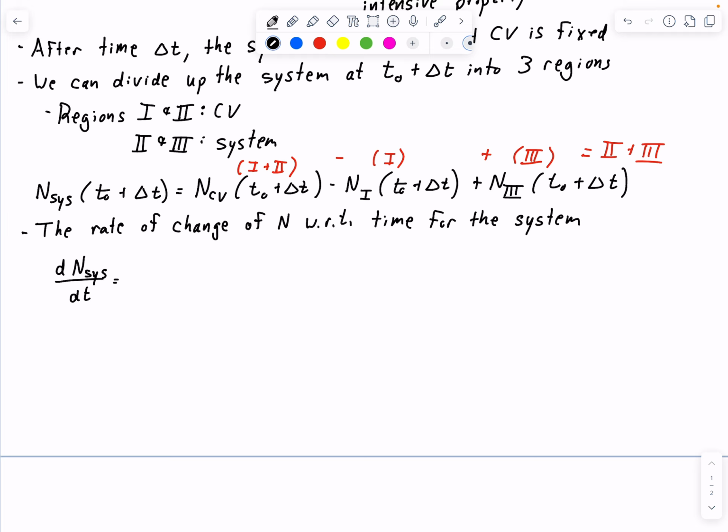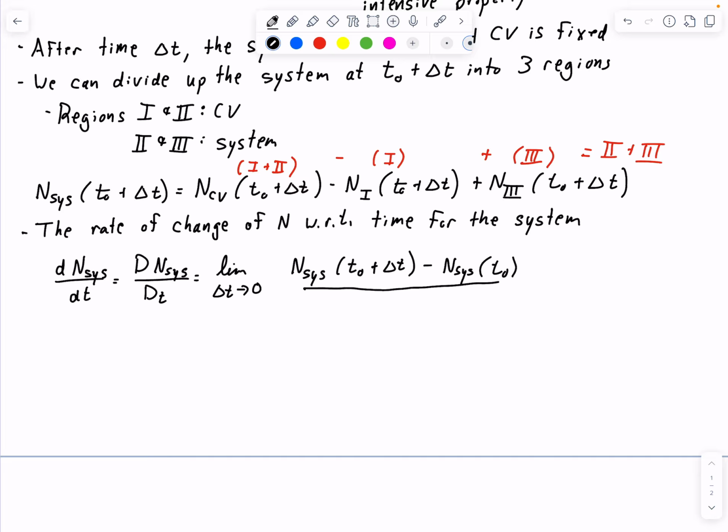the derivative of the system, and here we're going to be using the material derivative, is equal to the limit as delta t approaches 0, so over some very, very small delta t, and the definition of this is simply N of the system at your second time point, t0 plus delta t, minus N of the system at t0, divided by delta t, the time separation over which this occurs.